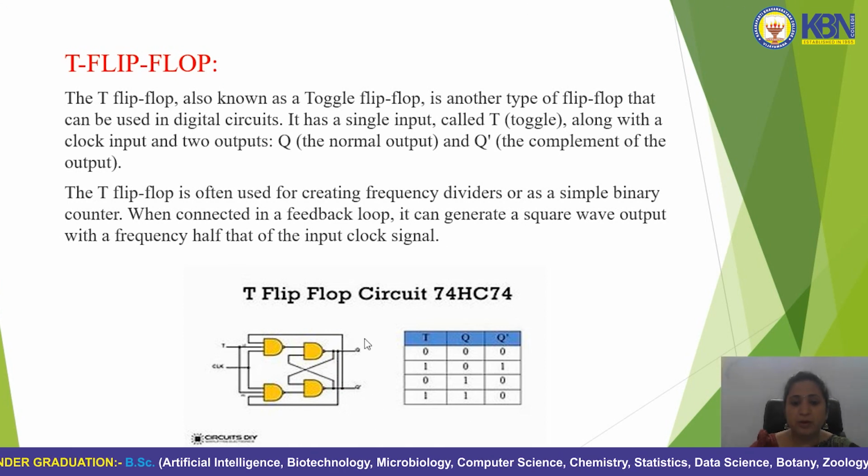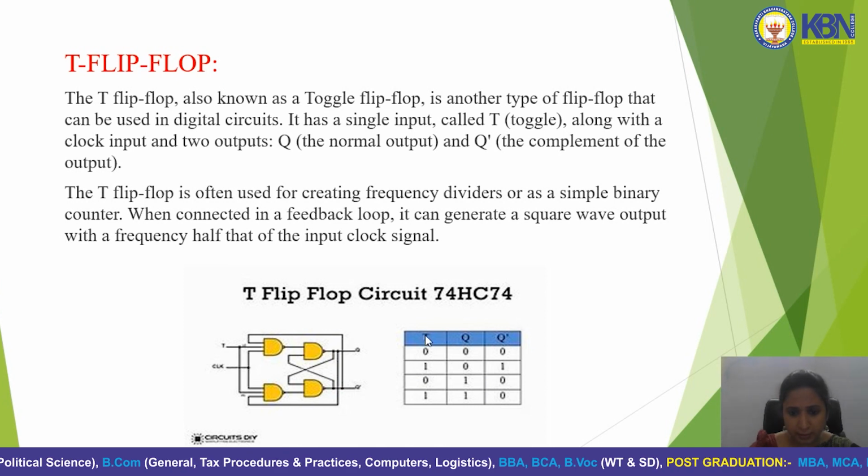So T flip flop is used in most cases for creating frequency dividers. It means it generates the clock frequency. In most cases it generates the square wave, and it is used in binary counters as well as feedback loops, etc. So here we can see the truth table.